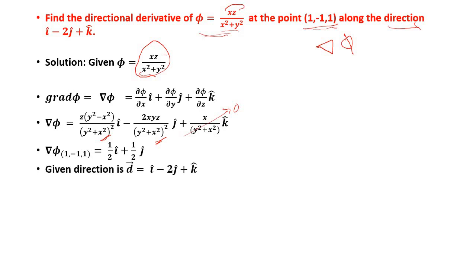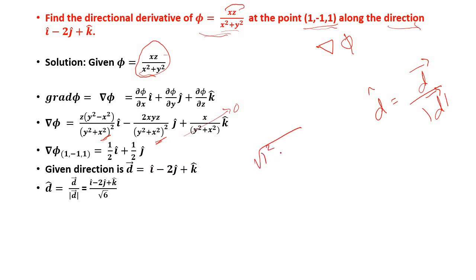Now consider the given direction, that is the vector d, i minus 2j plus k. What is the directional derivative? The formula is, we need to find out the d cap first. What is d cap? Vector d divided by its magnitude. So find out that i minus 2j plus k divided by its magnitude, which is 1 square plus minus 2 square is plus 4 plus 1 square. So this is square root of 6. So that is the magnitude.